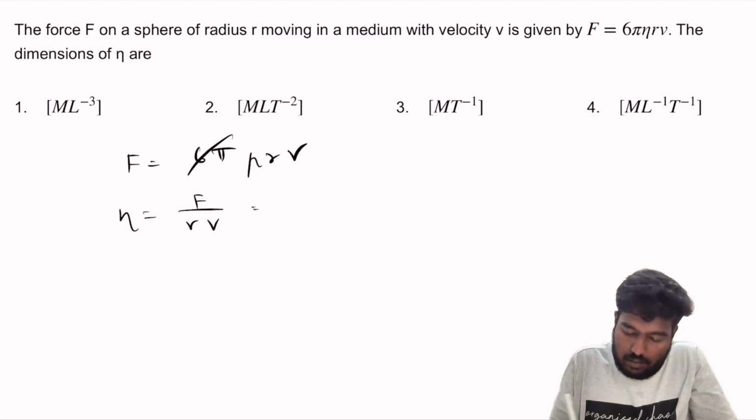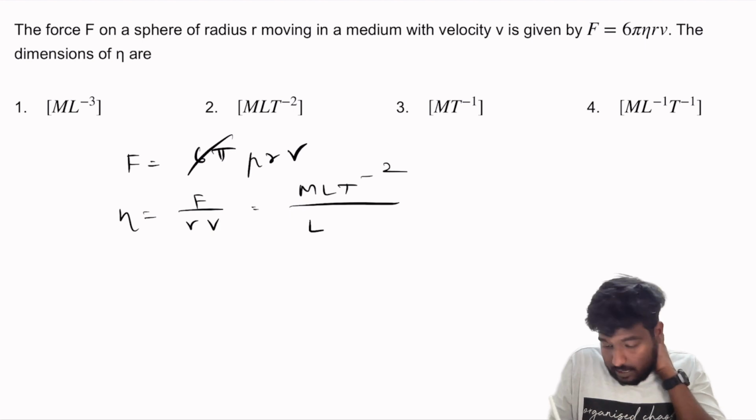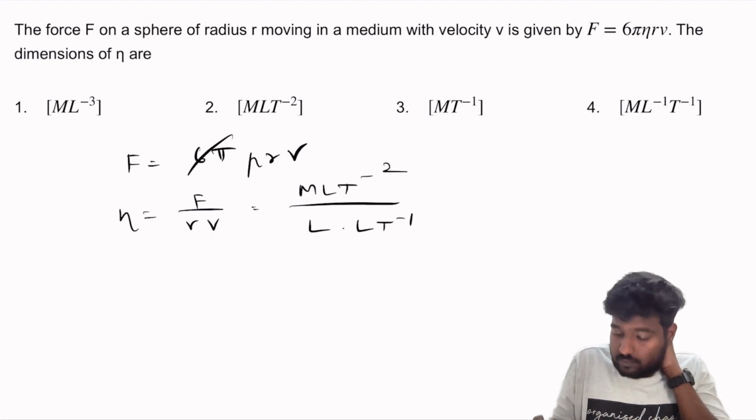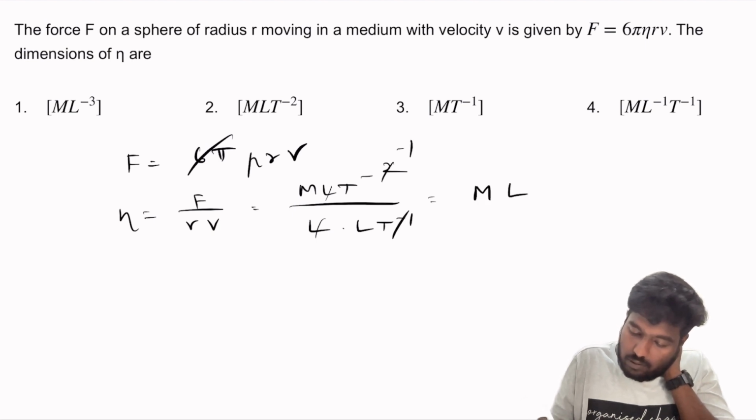So ML T power minus 2, that's force, divided by R which is L, velocity is L into T power minus 1. So one L will cancel. So M L power minus 1 T power minus 1.